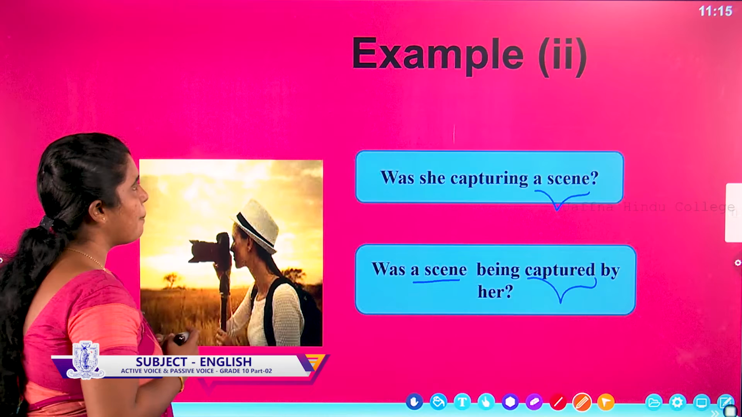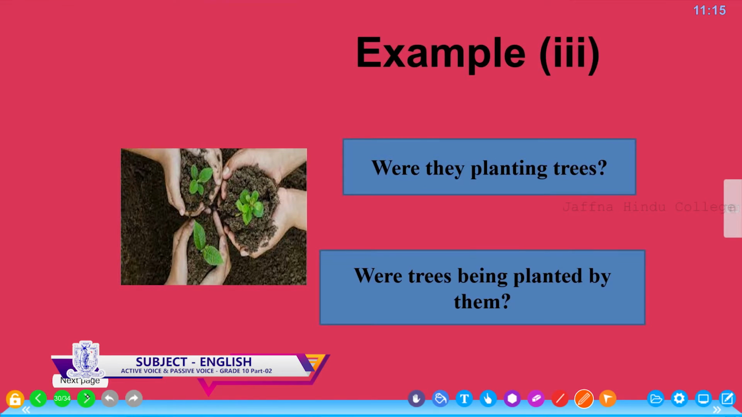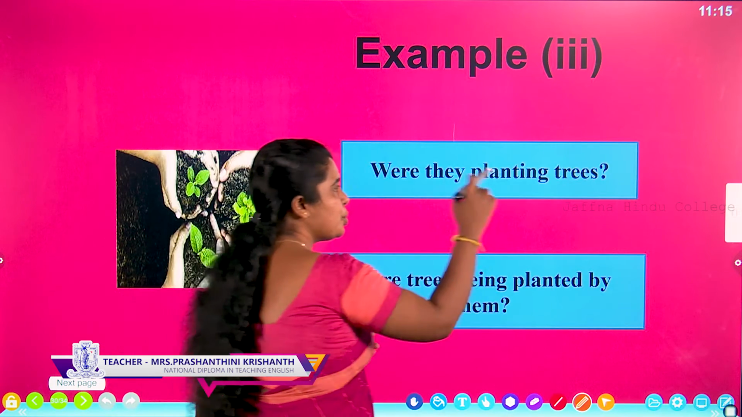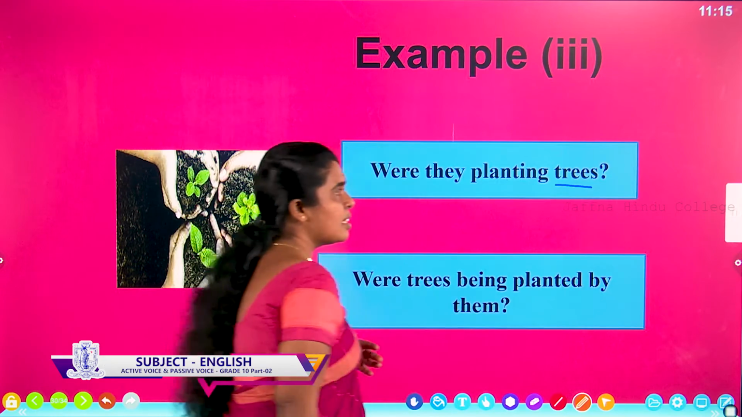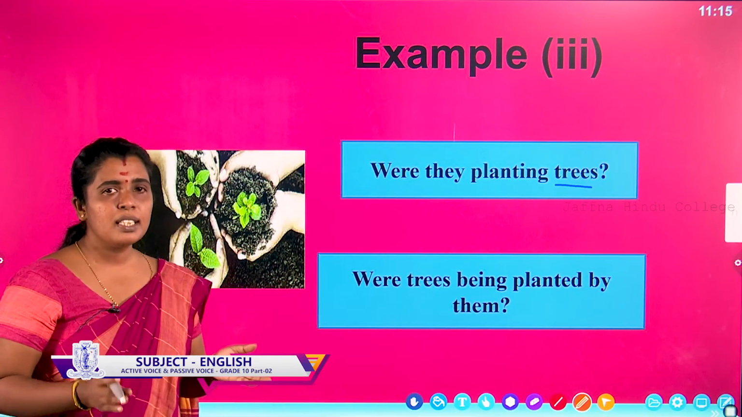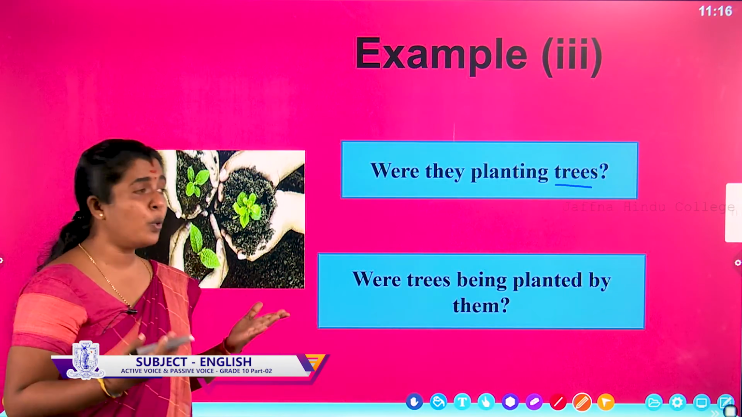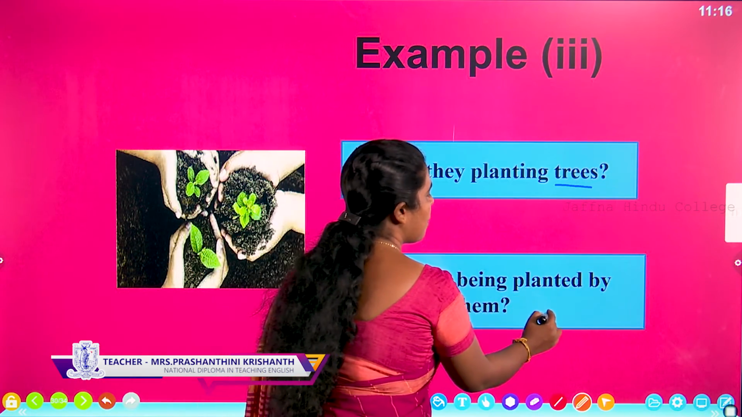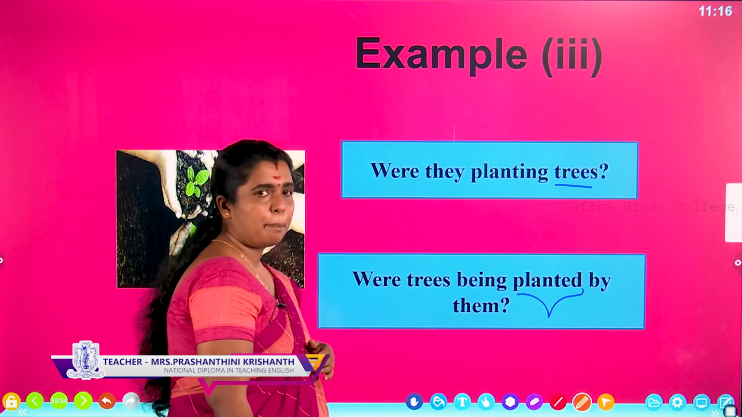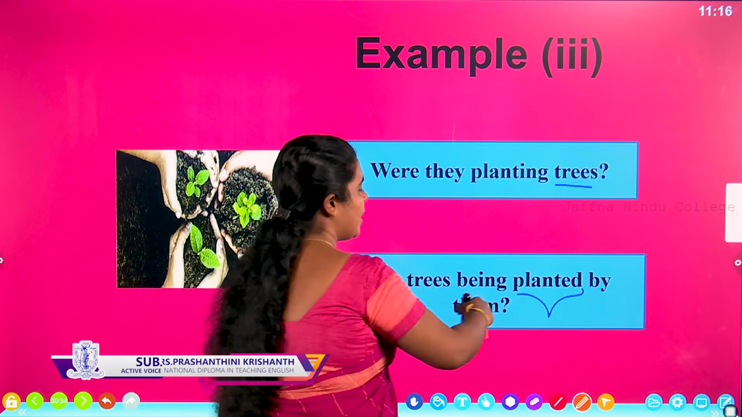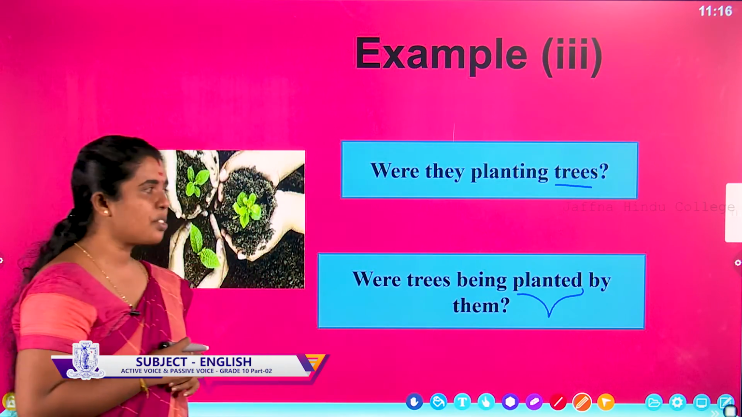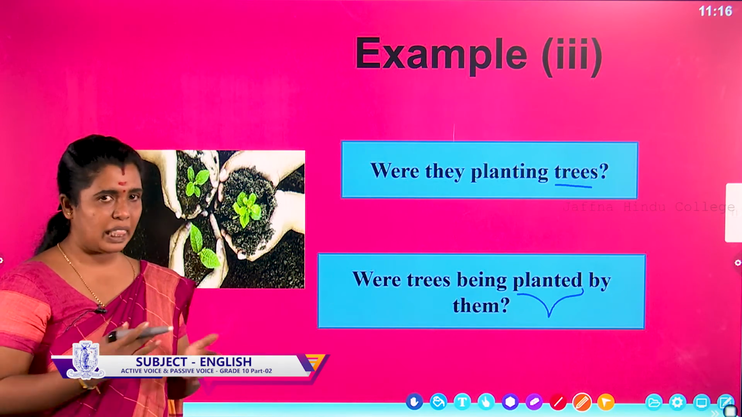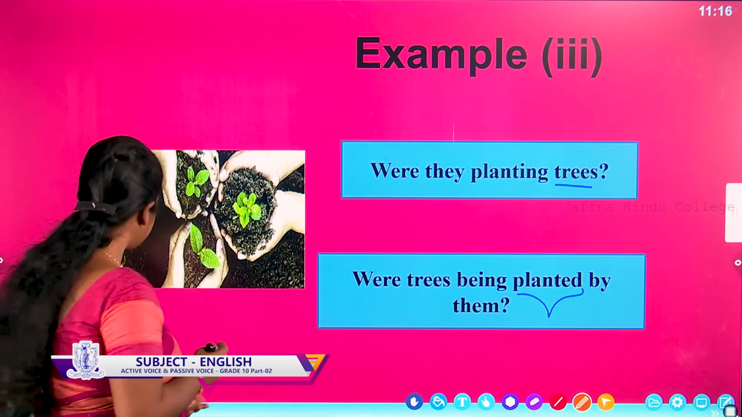See another example. Were they planting trees? Were they planting trees? So you have to choose the object, trees. So trees plural. So what is the helping verb? Were. Were trees being, past participle form of the verb, planted by them? Were trees being planted by them? Question mark.